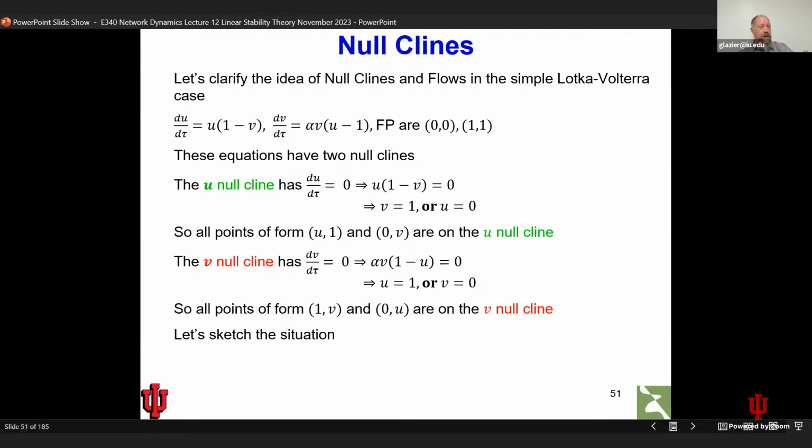The v null-cline is when dv/dt equals 0. That means a v times (1 minus u) equals 0. Well, if v is equal to 0, that's a null-cline for that. Or if u equals 1, that's a null-cline for that. So all points of the form (1, v) or (u, 0) are v null-clines.